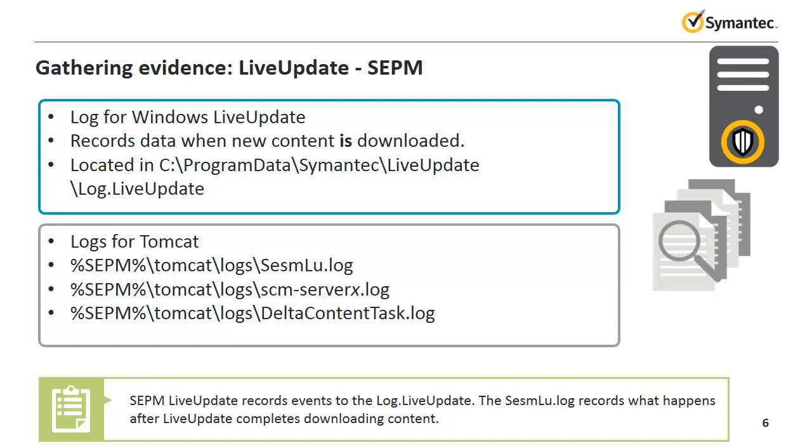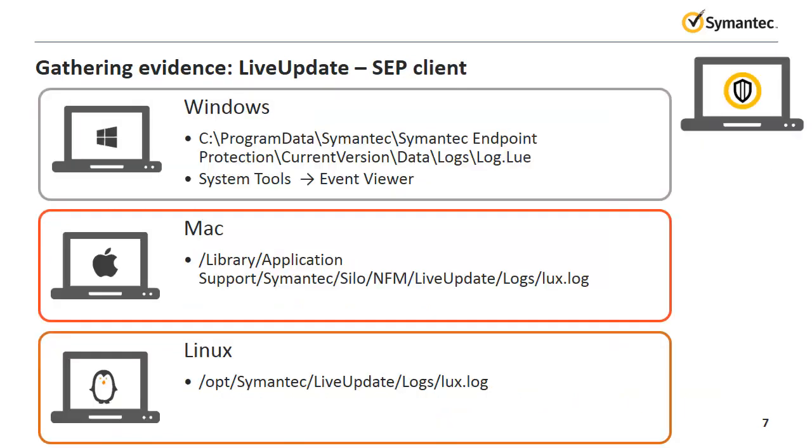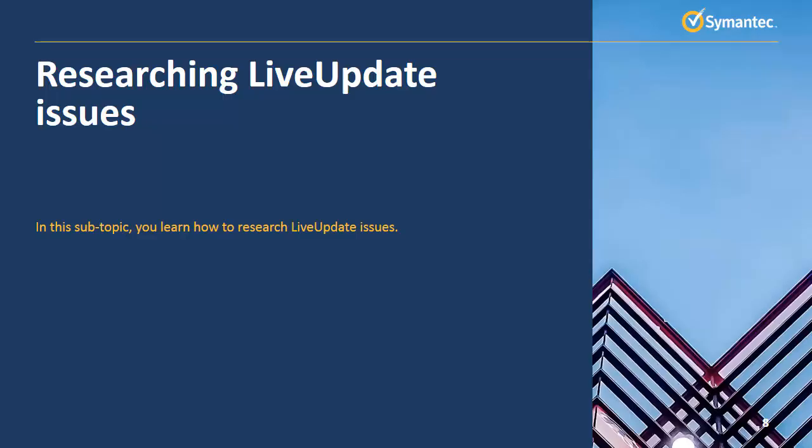The SCM server log contains almost all information related to the Tomcat web server, the SEPM service status, as well as various subcomponents within the SEPM. The bottom of the log includes the most recent information. Errors frequently are flagged as severe. You can see if the SEPM is experiencing delta content creation issues in the deltacontenttask.log. This screen shows the log locations for LiveUpdate on Windows, Mac, and Linux.